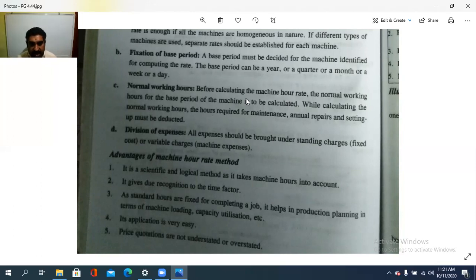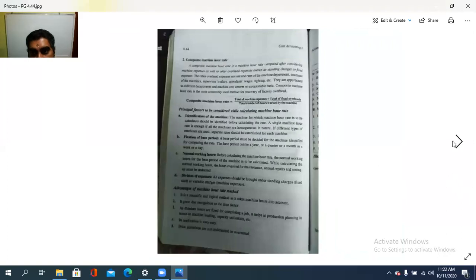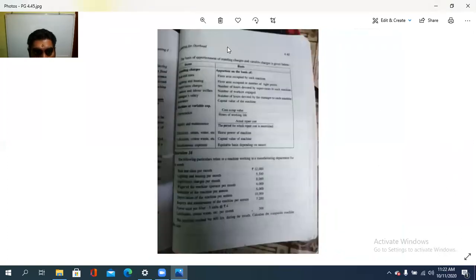So we know how many hours are worked to complete a job and how much the machine is utilized. It helps in production planning in terms of loading the machine for working, and also capacity utilization. Then its application is very easy also, and the price quotations are not understated or overstated. Prices will not be lowered or raised.